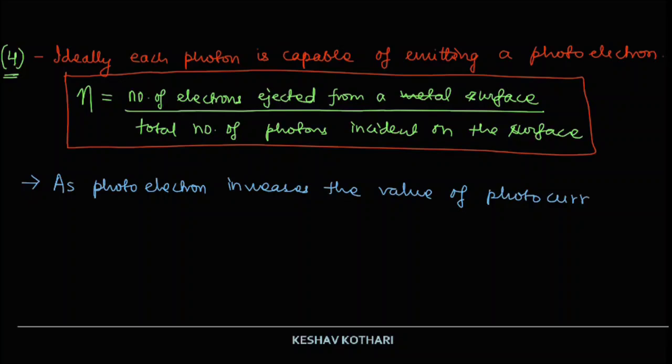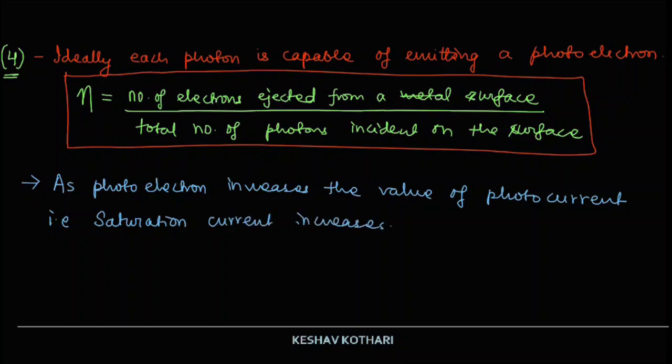Photocurrent is the current that is originating because of photoelectrons. The flow of electrons is regarded as current flow. Now since it is photoelectron, we say that it is producing photocurrent. So as photoelectrons increase, the value of photocurrent increases, that is, we will understand this line later on. Saturation current increases.